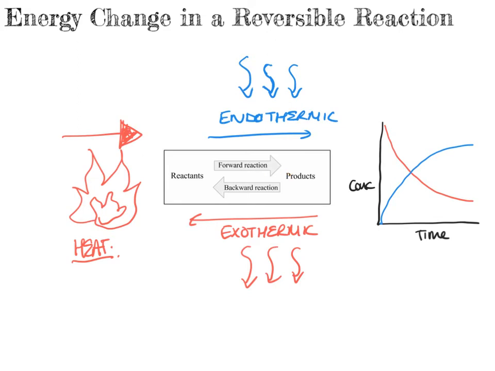So the language is equilibrium shifts to the left or to the right. If it shifts to the left, it means you're making more of this. And if it shifts to the right, it means you're making more of that. Okay? So what else could we do?